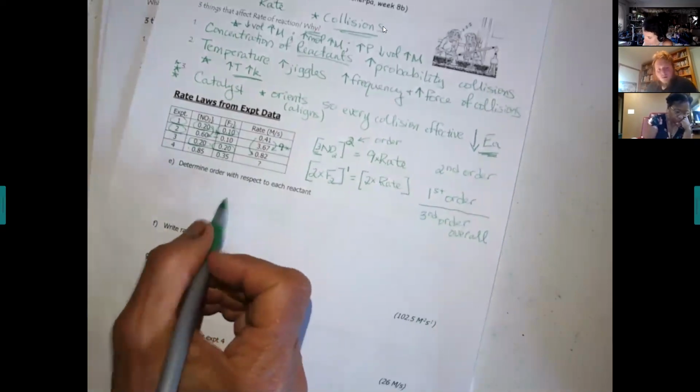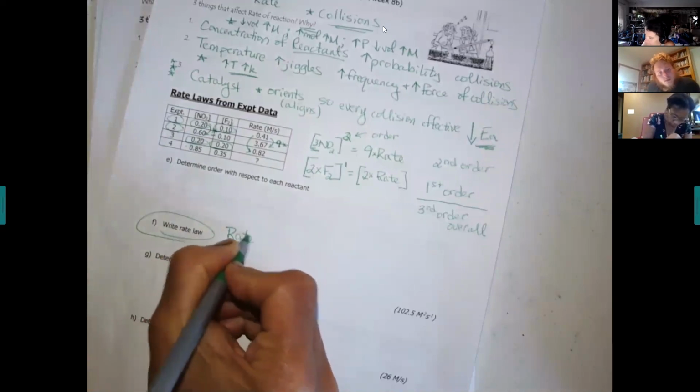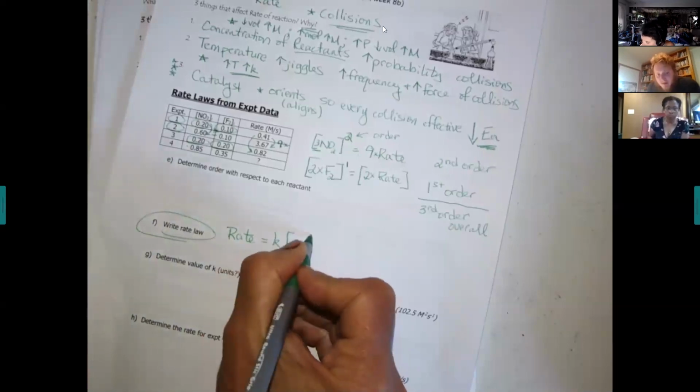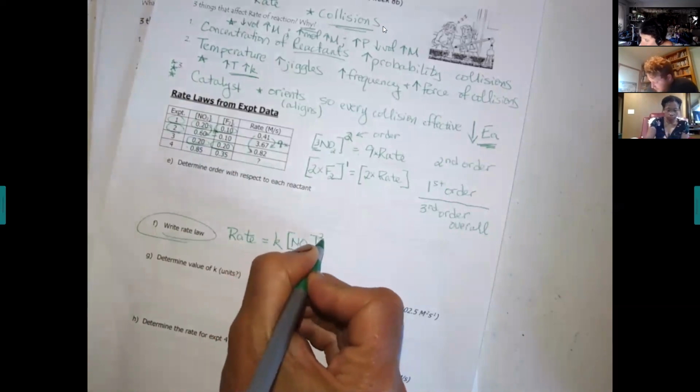Writing the rate law, which is step F here, you always start out by saying rate equals lowercase k. And then you do brackets. Now, if you do parentheses, I'm okay with that. But the brackets mean that you're putting the concentration in, or whatever our units are. And we take our first reactant, the NO2.